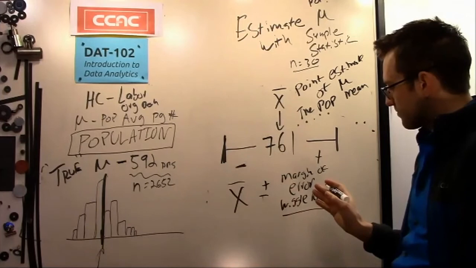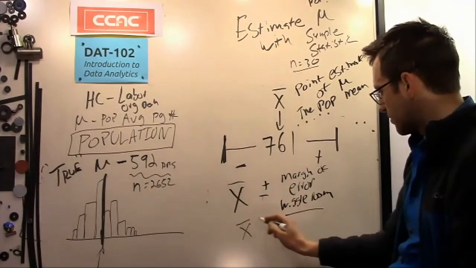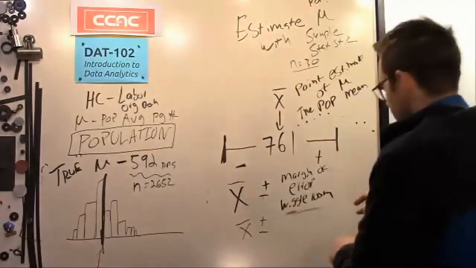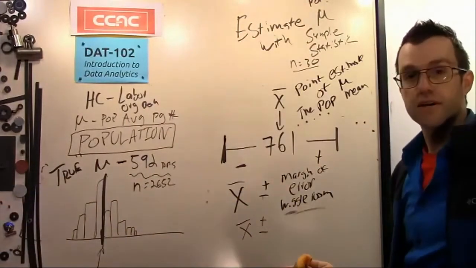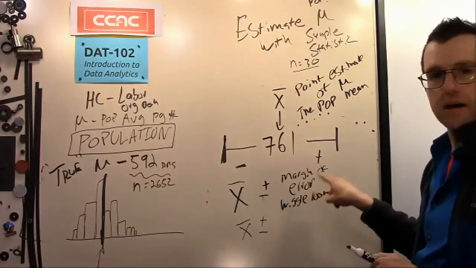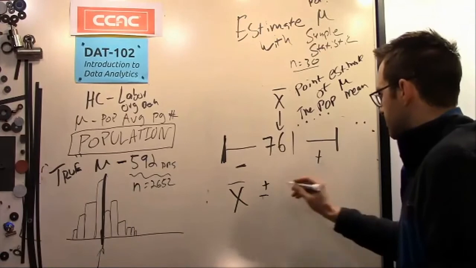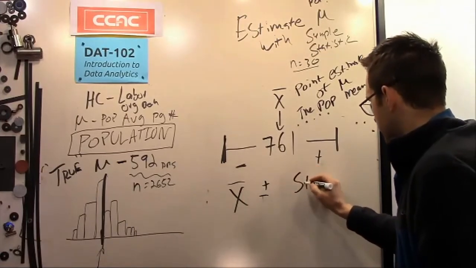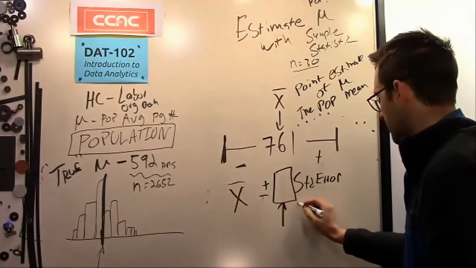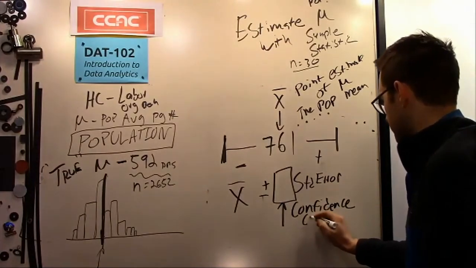Statistically, the way that we're going to do this is add and subtract from our point estimate a particular computed value called the standard error. When I say margin of error, I'm talking about the general concept of wiggle room, of error amounts. There are several ways that we can come up with a reasonable estimate of that margin of error, one of which is using the computed value called the standard error. So plus or minus the standard error, multiplied by some confidence, I'm going to call this a confidence coefficient.